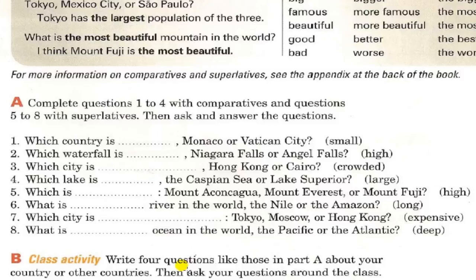Egypt is more crowded than Saudi Arabia. Egypt is more crowded than Saudi Arabia, Kuwait, Qatar, and the United Arab Emirates. Egypt is the most crowded country in the Arab world.